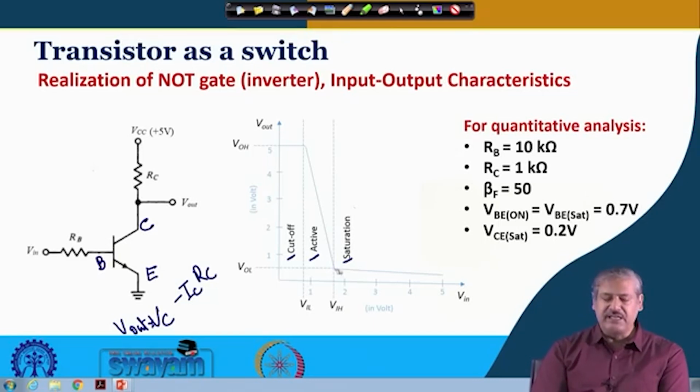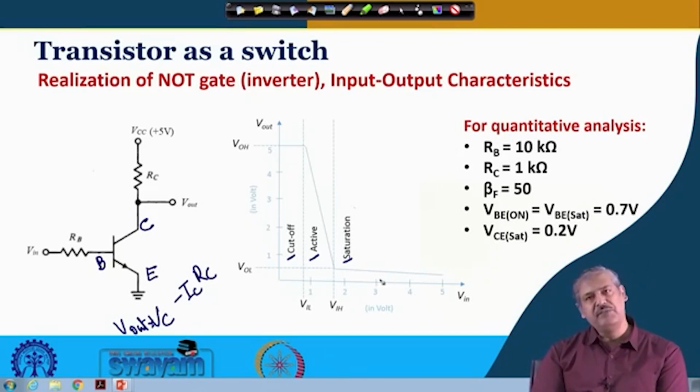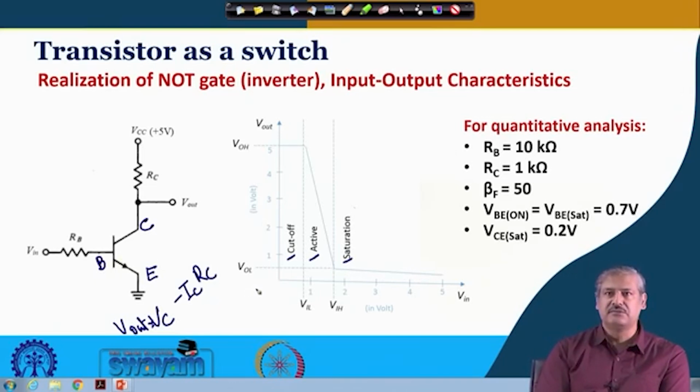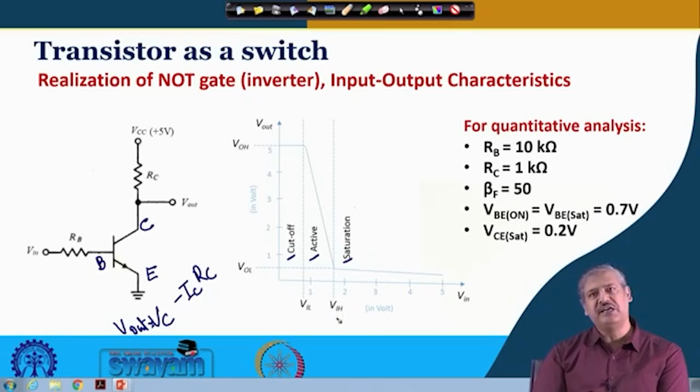After that, any increase in the voltage Vin, the transistor remains in saturation. Before that it comes out of the saturation. Is it clear? So, we call that particular voltage VIH. So, what happens at that voltage?